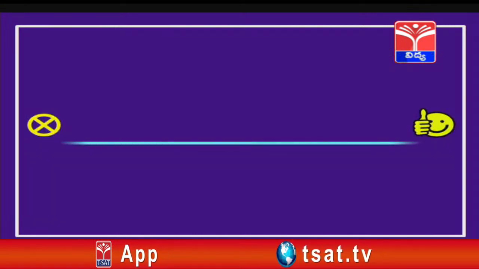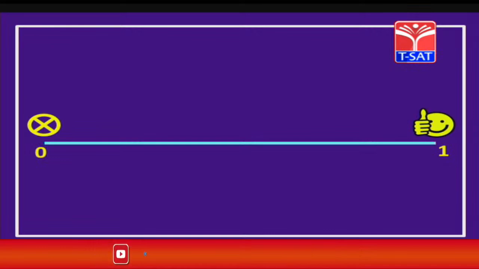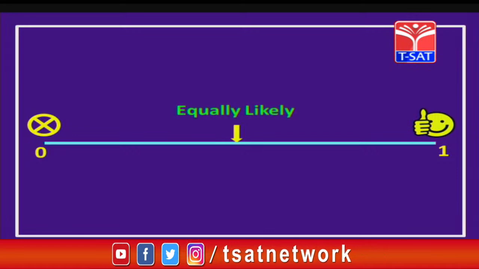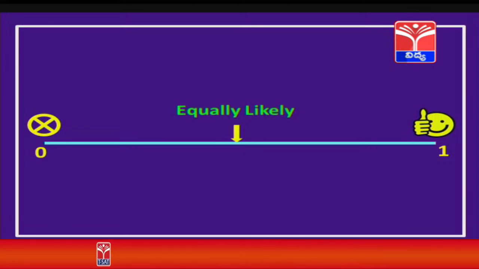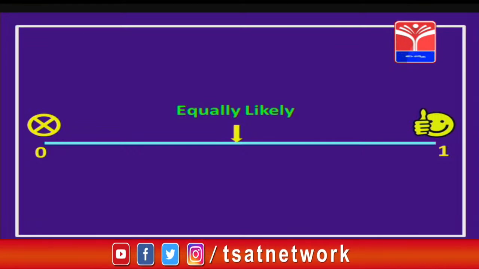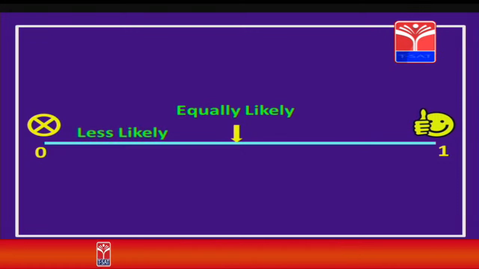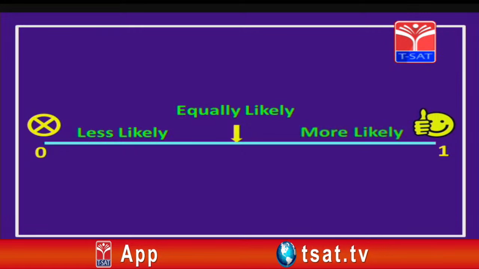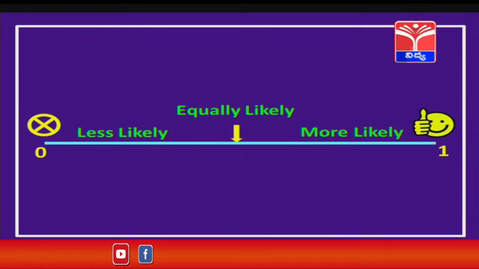Got it, children? Next, let us clearly understand these likely, equally likely, less likely and more likely. If I take a number line with 0 and 1, 0 is the minimum and the maximum value is 1. Equally likely will be exactly at the center. You know what the center is here, right? Halfway between 0 and 1. There we have equally likely, and we have less likely towards the left side, that is towards the 0, and more likely, almost more than half and nearest to the 1. This is more likely.